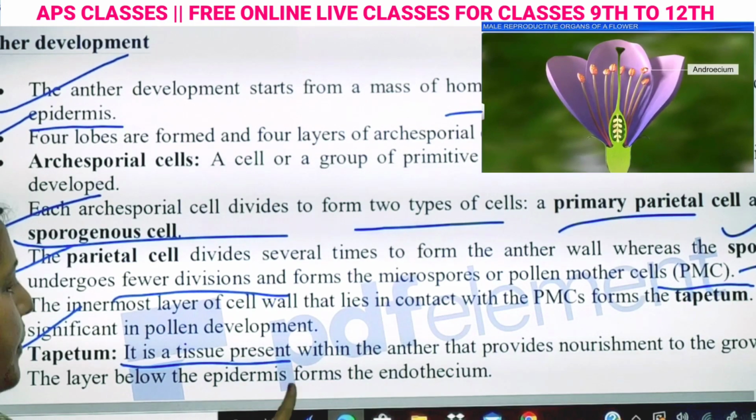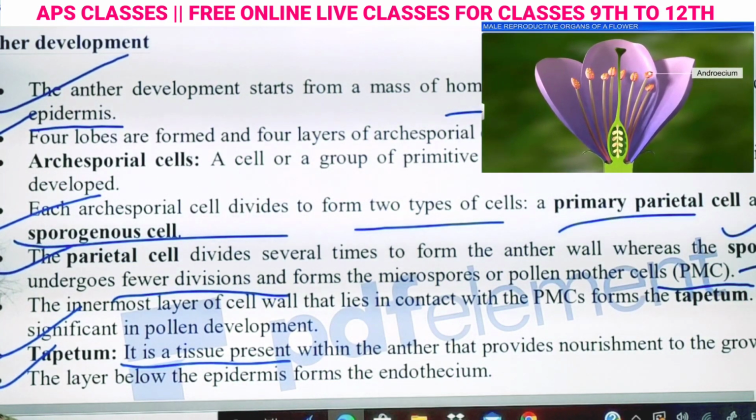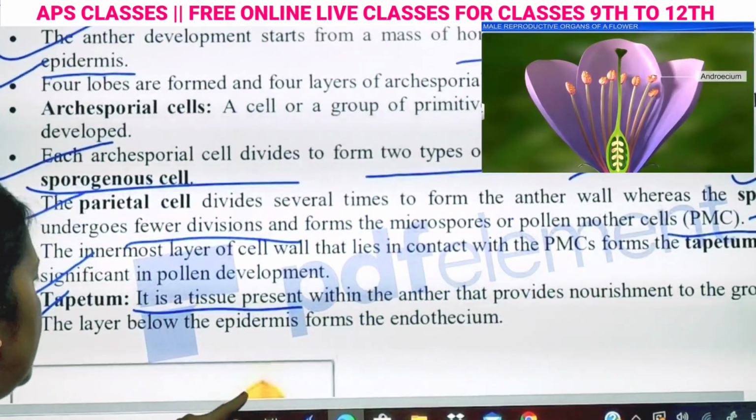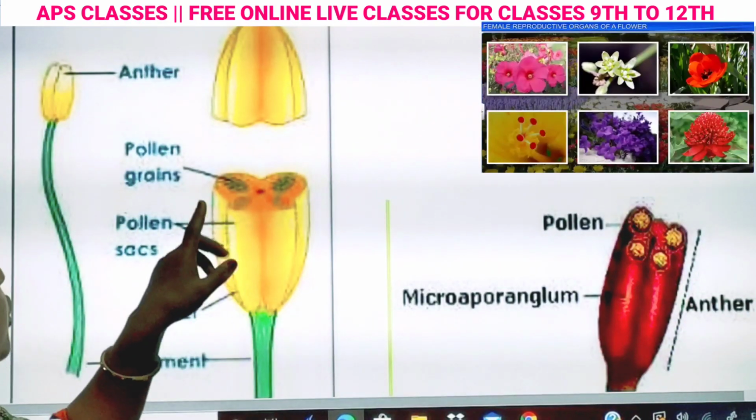The layer below the epidermis forms the endothecium. The layer that lies below the epidermis is known as the endothecium.